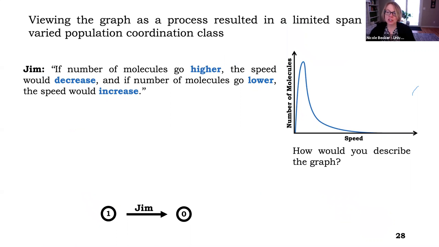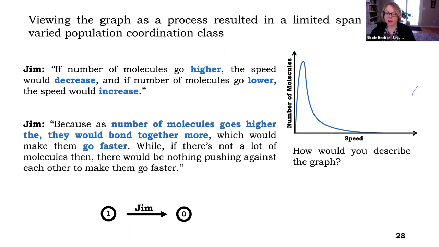So like Ava, rather than using the varied population schema to draw inferences about prompts involving distribution graphs, Jim consistently used covariational reasoning to interpret the graphs provided, focusing on how X and Y change together. Jim said, if the number of molecules goes higher, the speed would decrease. And if the number of molecules goes lower, the speed would increase. His molecular level rationale was because as the number of molecules goes higher, they would bond together more, which would make them go faster. While if there's not a lot of molecules, then there would be nothing pushing them to make them go faster. So overall, Jim's reasoning here can be characterized as revolving around a centralized causal process that involves the notion that increasing the number of molecules causes an increase in speed.